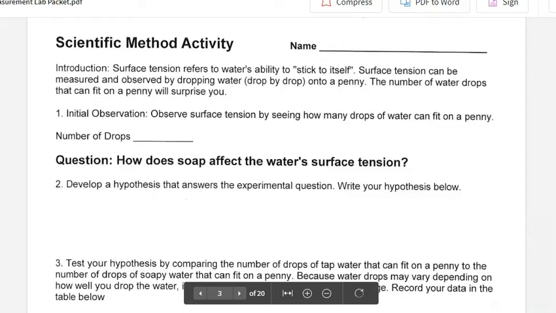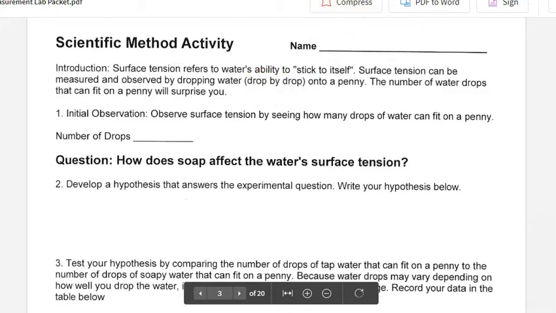In this video, we are going to do a scientific method activity. It's going to be a lab demo. What we are going to do is investigate the scientific method in regards to the surface tension of water. Water has a pretty high surface tension, and surface tension just means the water's ability to stick to itself. We're going to end up measuring it by adding water drop by drop to a penny, and then we're going to count how many drops it will hold.